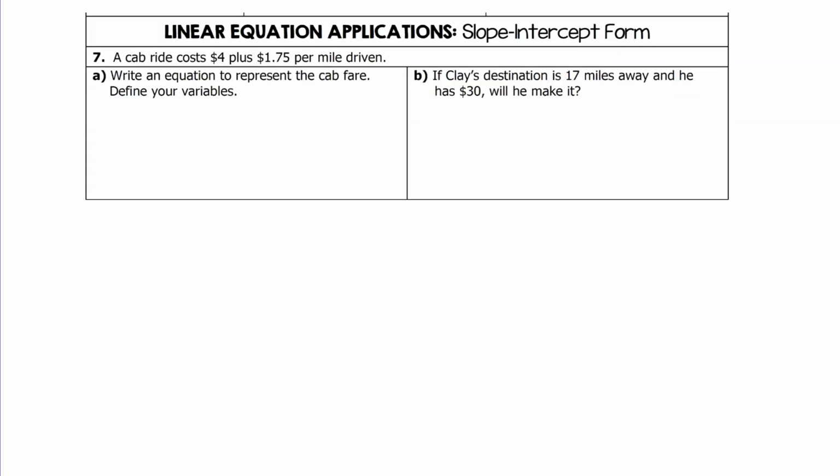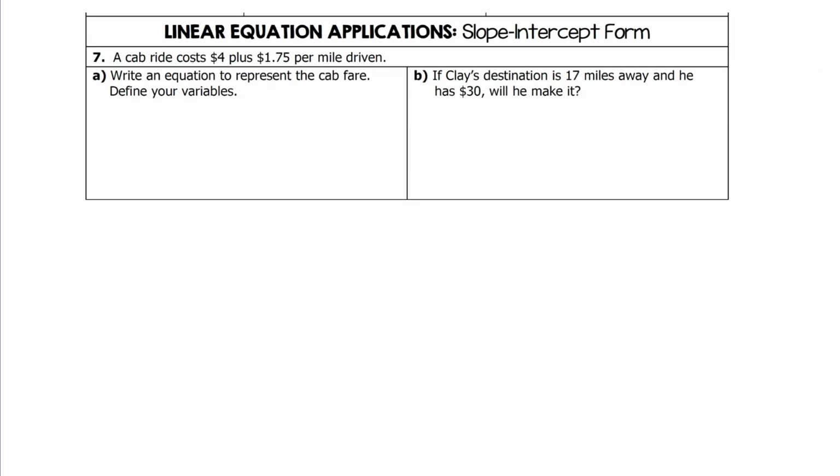All right, linear equation applications, or everyone's favorite kind of problems, word problems. So I'll do 7a, you do 7b. A cab ride costs $4 plus $1.75 per mile driven. That's a normal cab ride: you get in, they charge you $4 to sit down, then every mile they drive, they add $1.75.